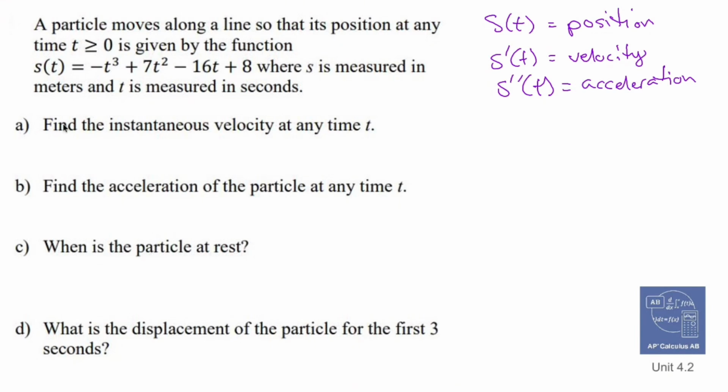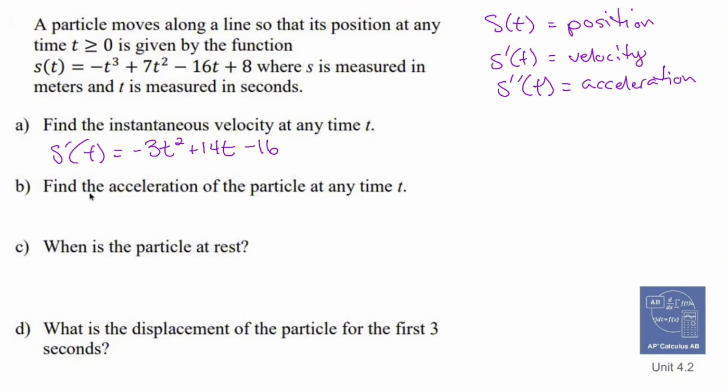The first problem is find the instantaneous velocity at any time t. That's just asking what the first derivative is. So s'(t) is going to use the power rule, taking the derivative of each and every term. The derivative of -t^3 is -3t^2. The derivative of 7t^2 is 14t. The derivative of -16t is -16, and the derivative of 8 is nothing. So that is my instantaneous velocity function at any time t. Nothing to plug in, we're done.